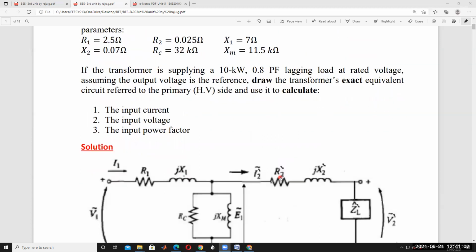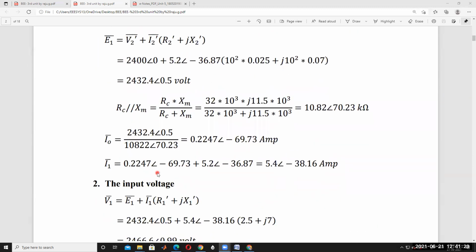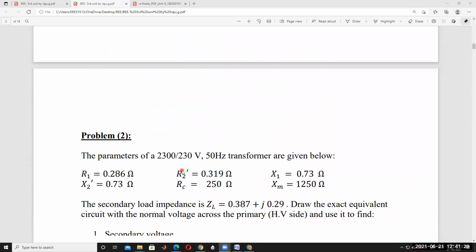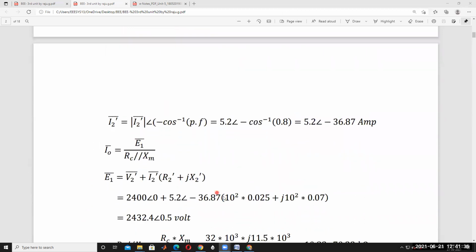Okay, so for the turns ratio, R2 dash is nothing but R2 into A square, small a square. For the transformation ratio, R2 dash is R2 by K square. So these parameters are converted into the primary side. Here R2 dash and j into X2 dash. Here A square into R2. That means A square, where A is nothing but 2400 by 240, that is 10.